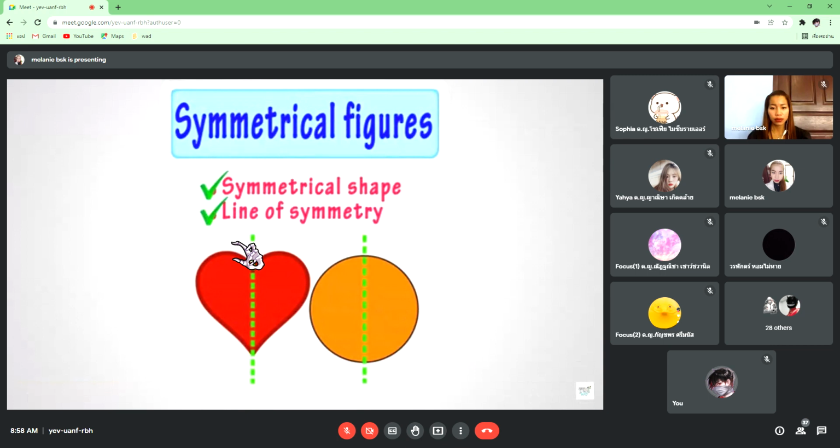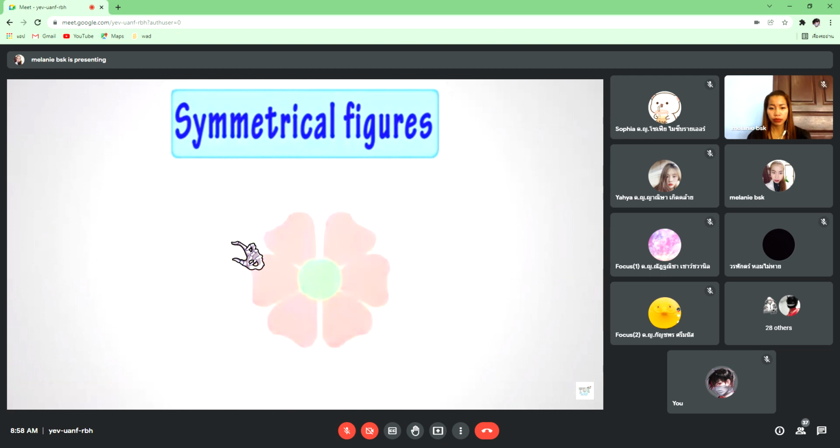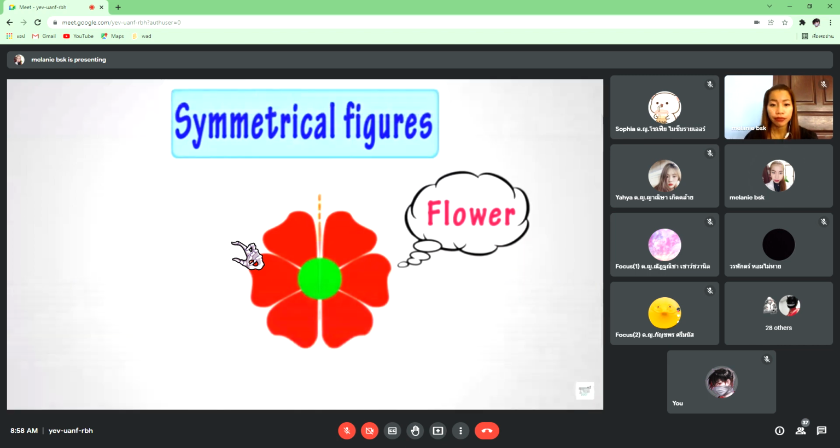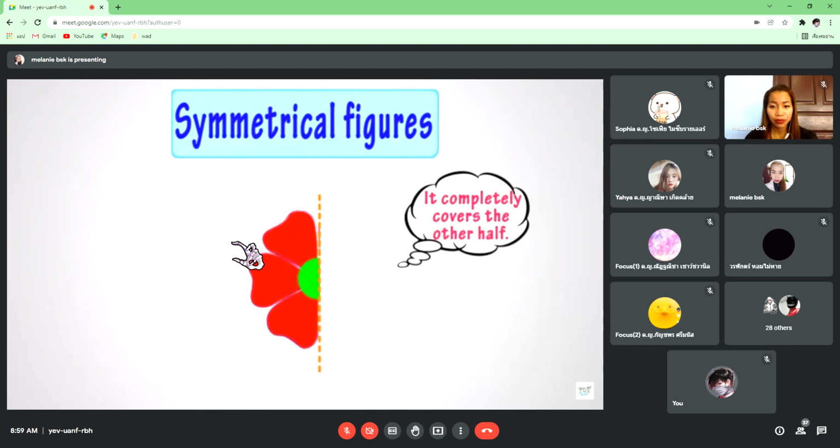Now, let's try this with another figure. Here we have an image of a flower. Let's try to fold it and see if it is a symmetrical figure. Yes or no? Yes, it is. Here we are folding it. Yes, if we fold this image, it completely covers the other half.